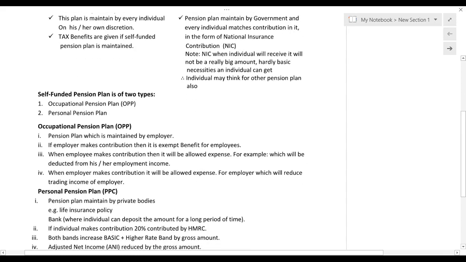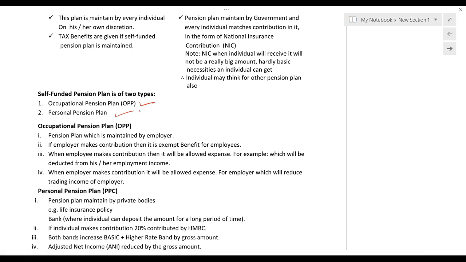Actually, in our syllabus, we have two registered pension schemes. One is occupational pension plan, another is personal pension plan. For occupational pension plan, let me discuss a few things. You will only be getting an occupational pension plan, number one, when you have a job, and the second is your employer is running this pension plan.